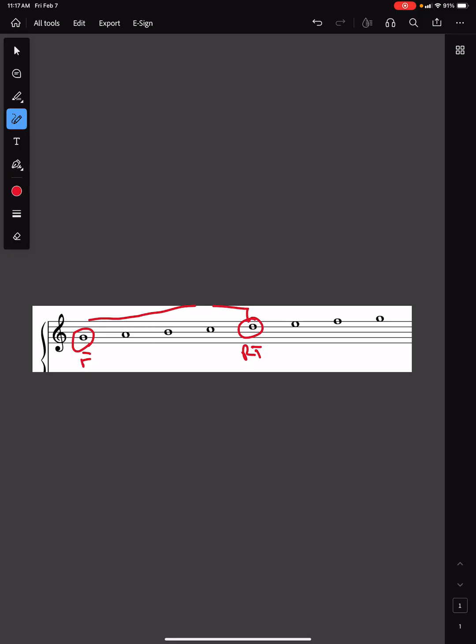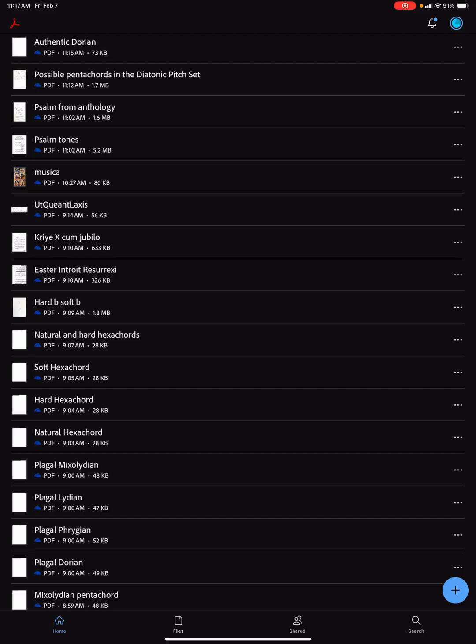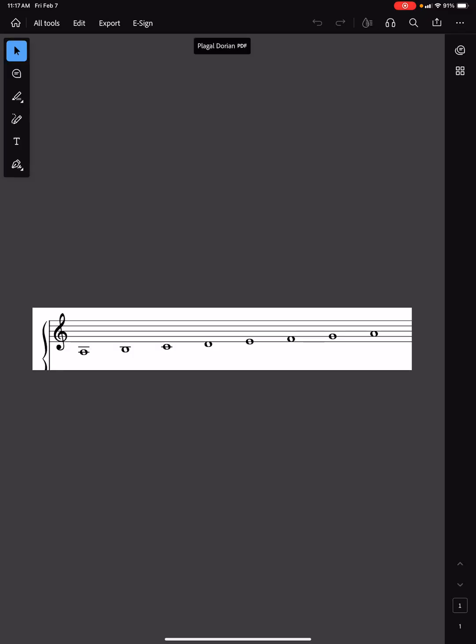pentachord, tetrachord. Now, if you've been paying attention to the file names, you'll notice these are all called authentic, and that's because when they added notes to the top of the pentachord, they called them authentic. They also could complete the octave by adding notes below the pentachord, and these were called plagal, which again you can see in the file name. So the final stage, this is plagal Dorian, or mode 2.